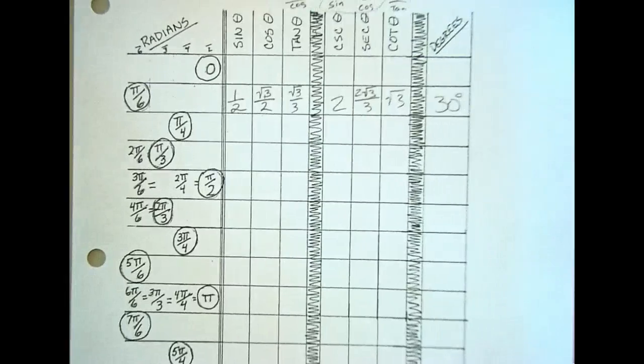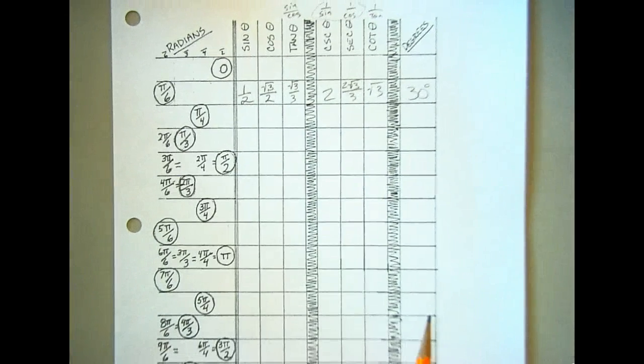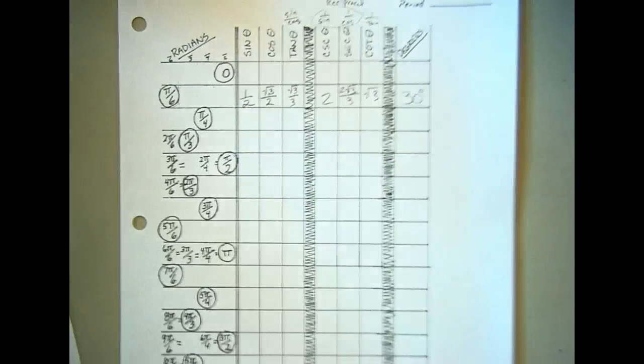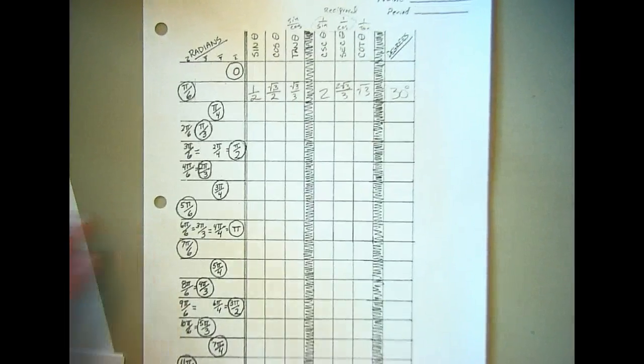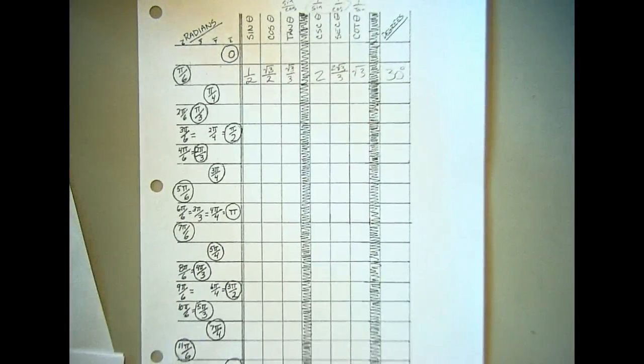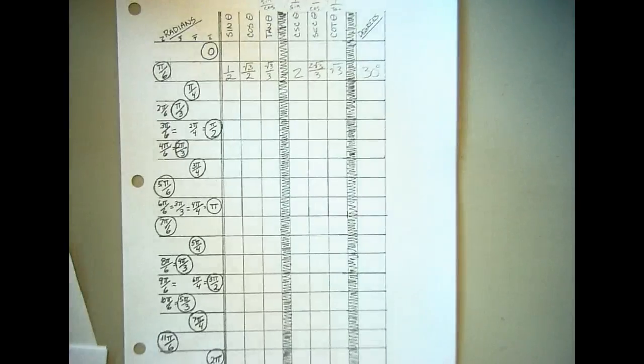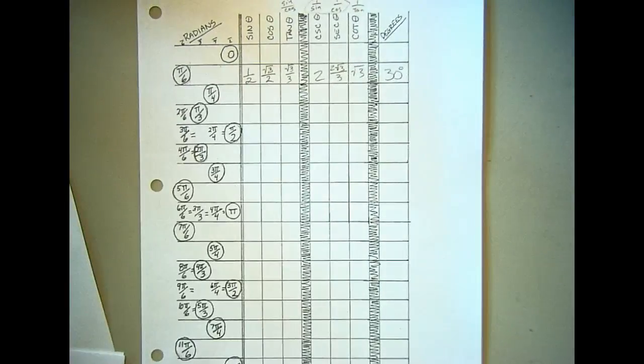Okay? Here you go. Make sure we fill out that table right now. We got our root 3 for cotangent.